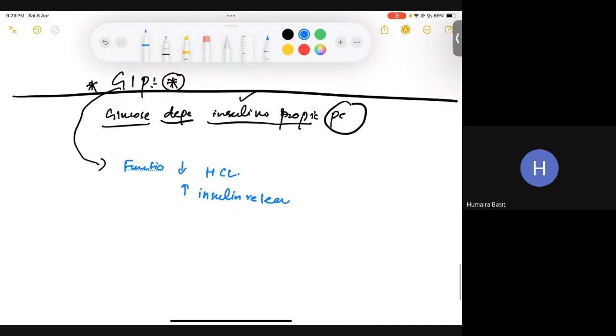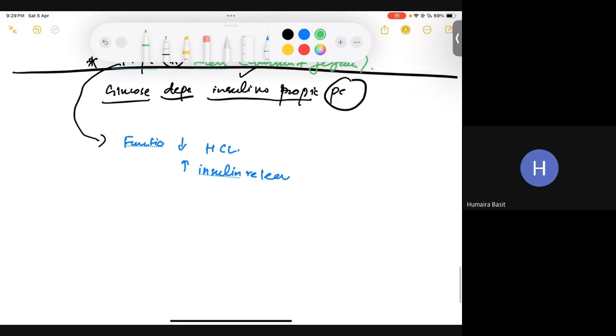Okay, so basically GIP comes from the K cells, right? And K cells are present within the duodenum and jejunum, remember? So they are going to be coming from K cells. Where are they present? Duodenum and jejunum. So the function, as we discussed, is to decrease the HCl release and increase insulin release, right?